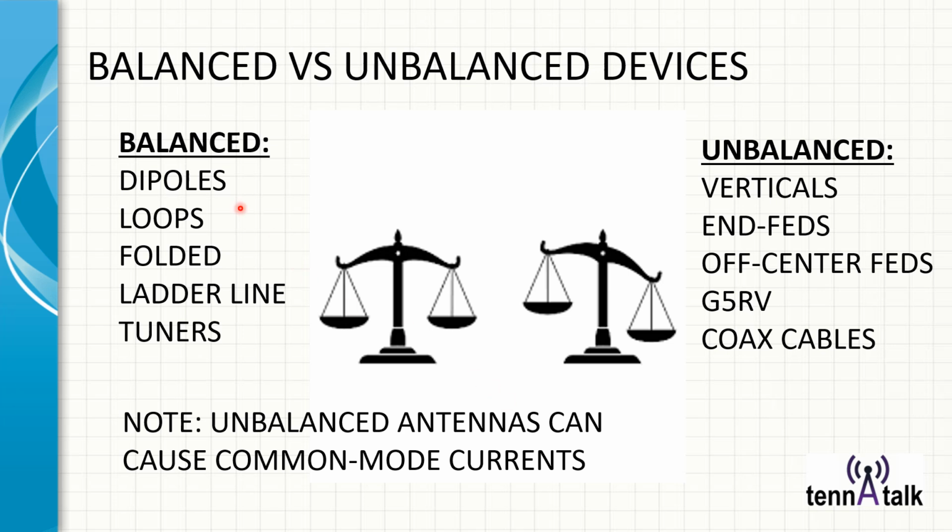So, a couple examples. Balanced devices are dipoles, loops, folded antennas, folded dipoles, ladder line tuners. Unbalanced devices are verticals, end feds, off-center feds, G5RV, and coax cable. Unbalanced antennas can cause common mode currents.